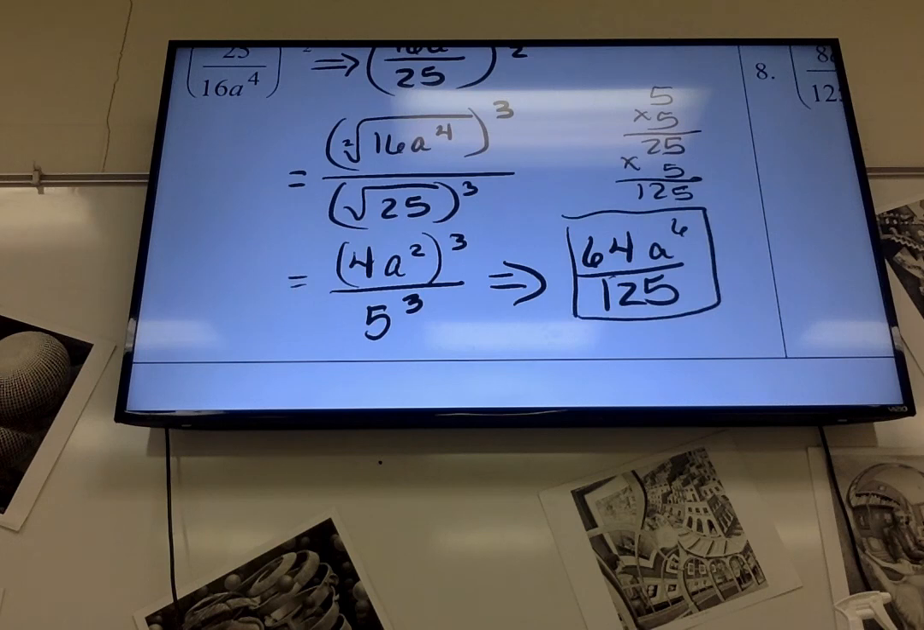And you know, just like all tests, you'll have one that's part calculator and one that's not. So. Okay, we'll stop there.